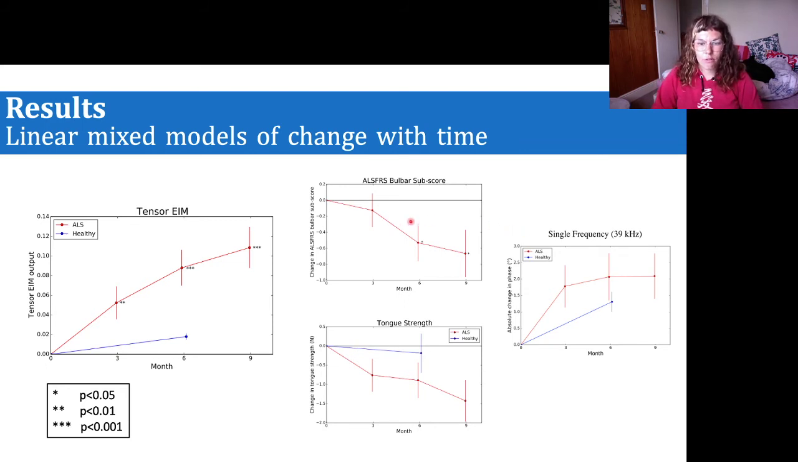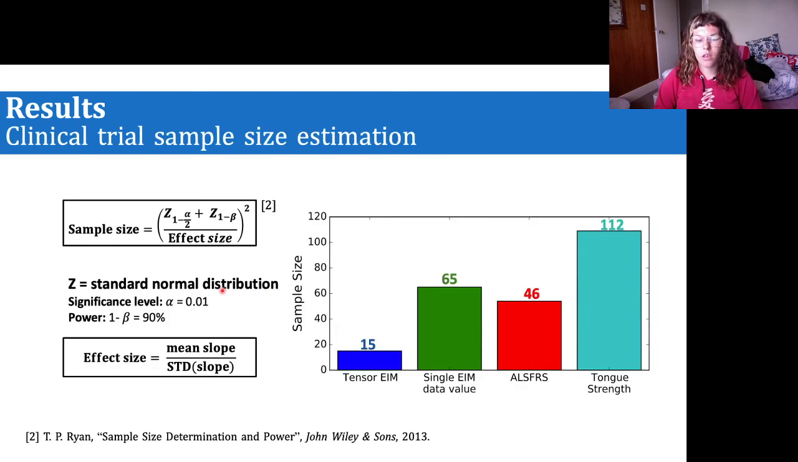The ALS-FRS reports 5% significance by 6 months and 9 months. However, the Tensor EIM finds 1% significant change by 3 months and then 0.1% significant change at 6 and 9 months. Finally, to further demonstrate the superior performance of the Tensor EIM, I made an estimation for clinical sample size when using each different biomarker.